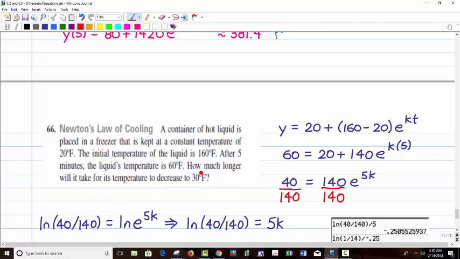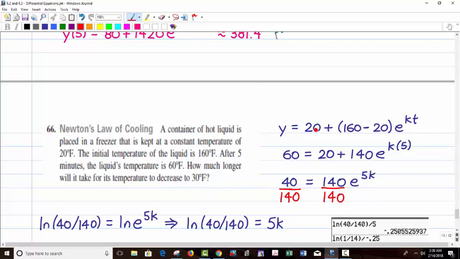So it's asking for how much longer beyond the 5 minutes. What we're going to end up solving for is how long it takes to get to 30 degrees. Let's say hypothetically, and this isn't the right answer, that it took a total of 15 minutes to get to 30 degrees. Then the correct answer to the question, after 5 minutes, how much longer will it take, would be 15 minus 5, so 10 additional minutes. So 15 total, but 10 beyond that original 5.